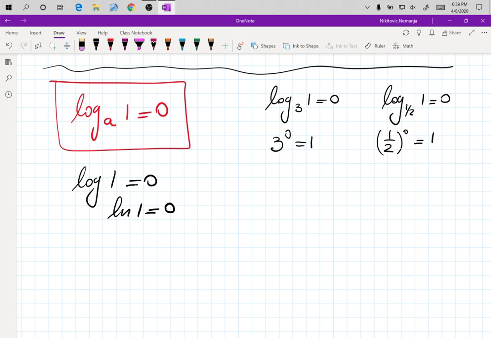These are special cases when a is 10 and a is e. But you can have any, literally any base. The second formula, what I call a cute formula, is that log base a of a is 1.